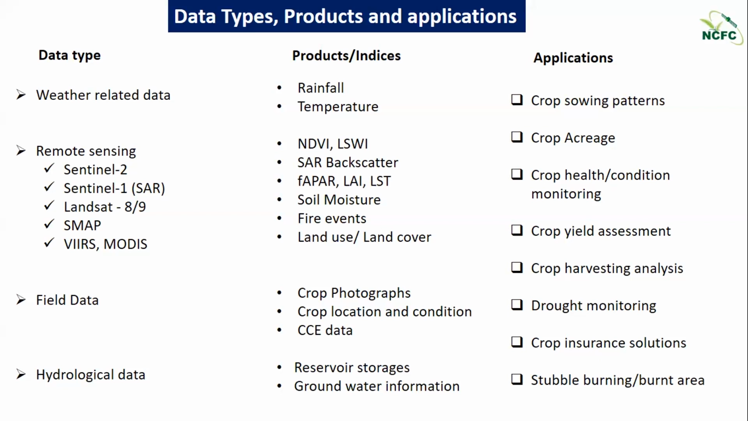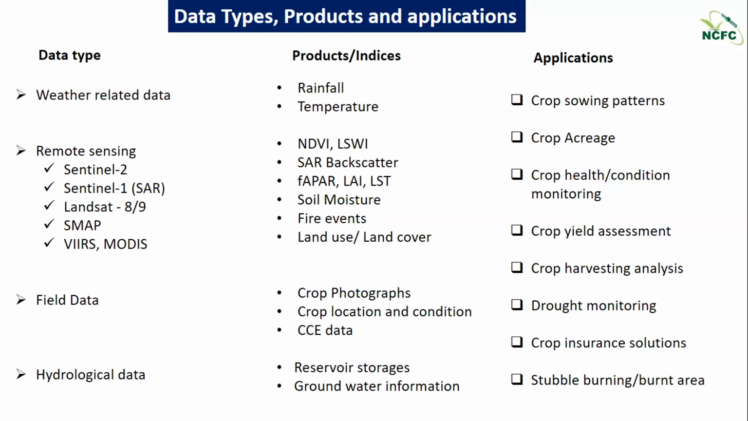And these are some of the parameters you can generate from remote sensing, like NDVI, which is a chlorophyll based index that talks about crop health. LSWI is the canopy surface moisture, either of the soil or of the crop. Then SAR backscatter is also a very good indicator of crop health and depends on several other performance aspects of the crop. And FPAR, LAI is the leaf area index, LST is the land surface temperature, soil moisture, and even fire events can be monitored using thermal data. These days, like now in Punjab and Haryana, you can monitor stubble burning. Then also land use land cover can be generated using satellite data sets.